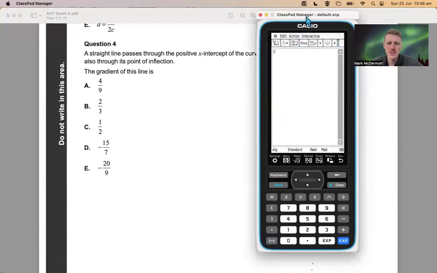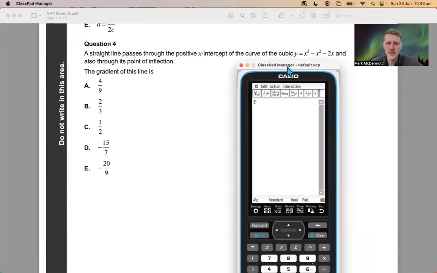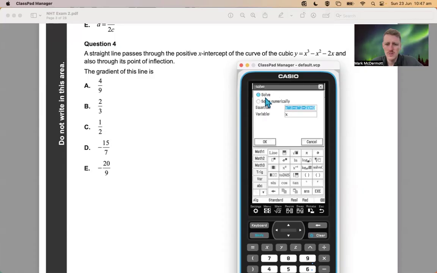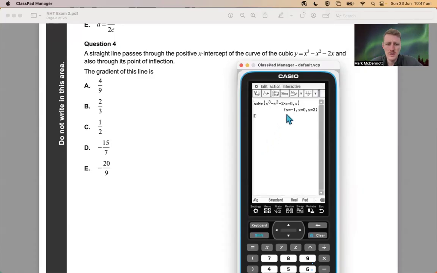Okay, we need to know what the x-intercept of this curve is. So set it equal to 0, right? So x cubed minus x squared minus 2x equals 0. Interactive, advanced, solve. Okay, it passes through the positive x-intercept of the curve and through its point of inflection. To find the x value of its point of inflection, we need to let the double derivative equal 0.